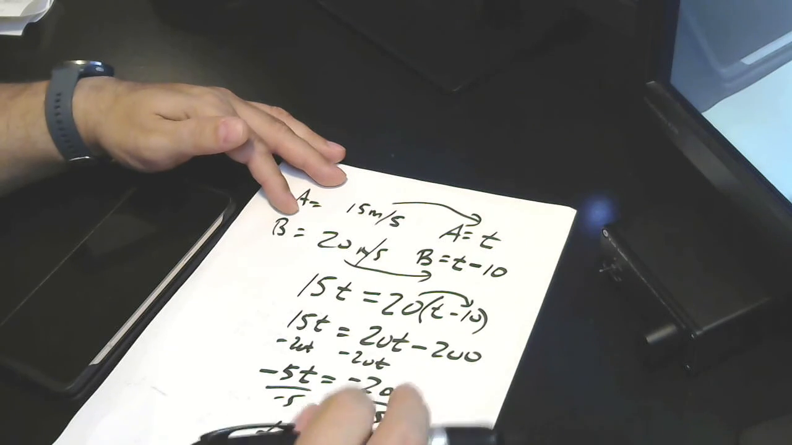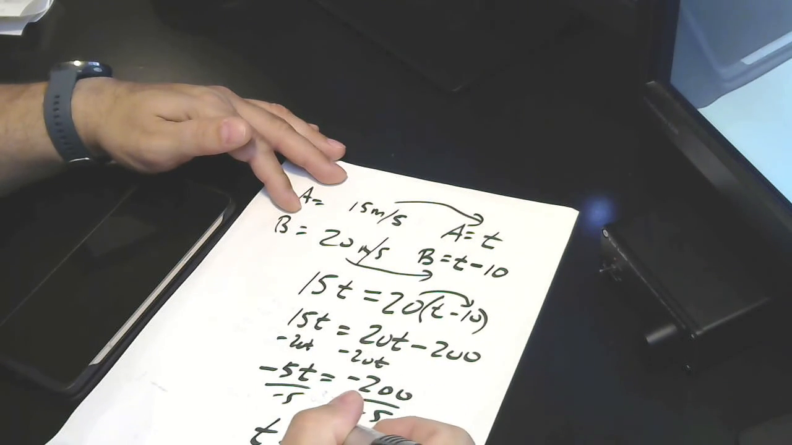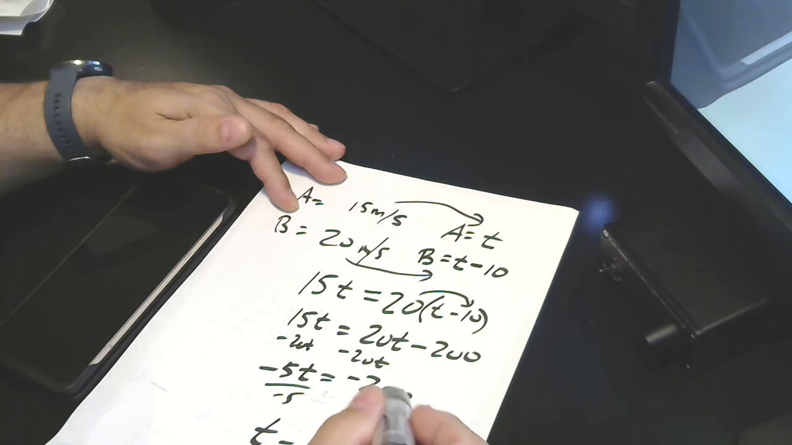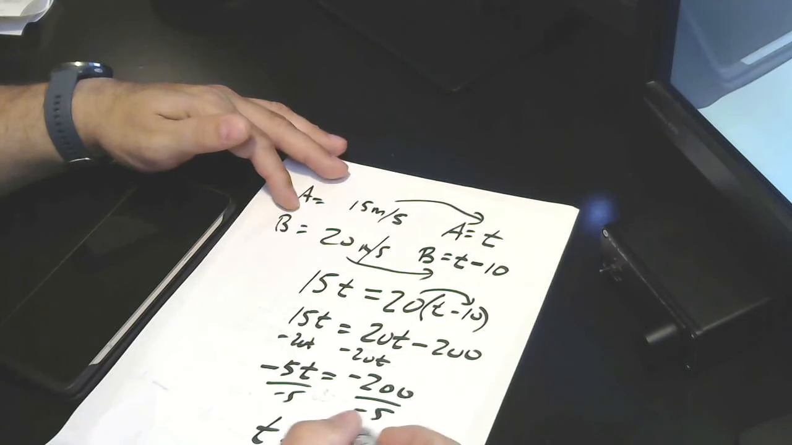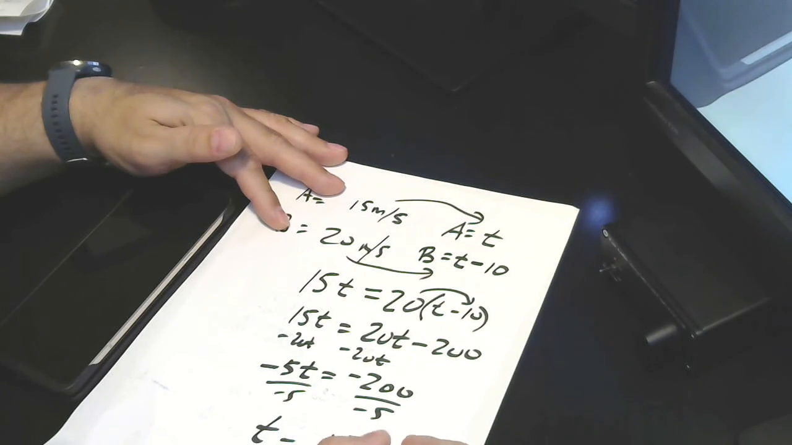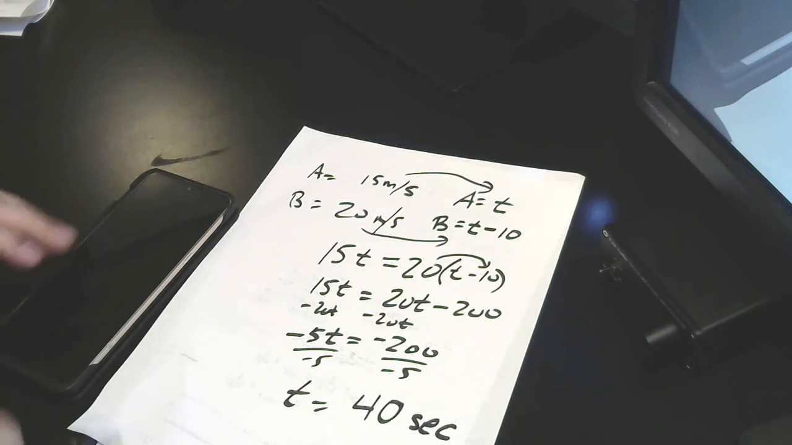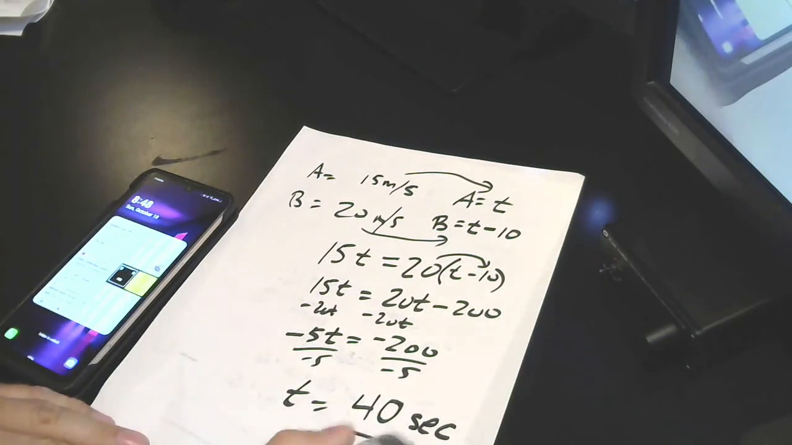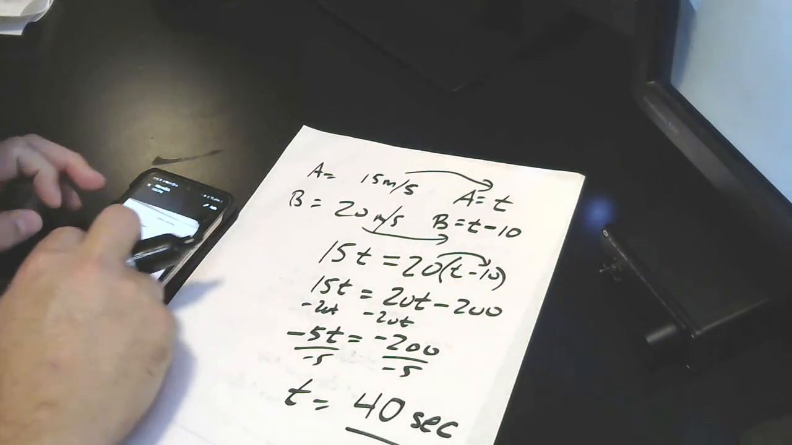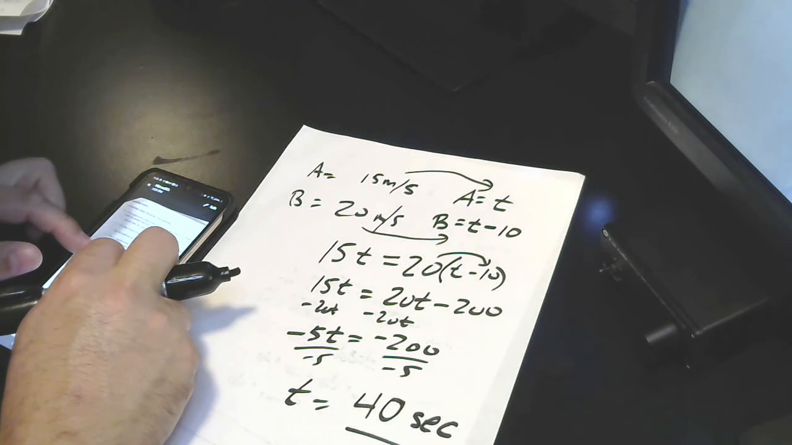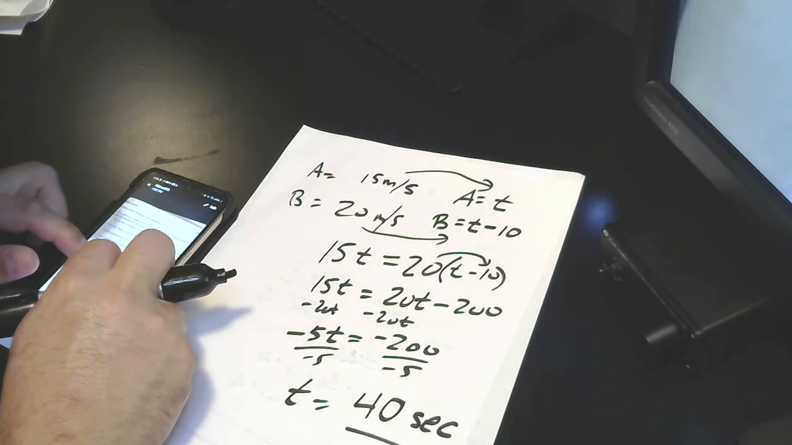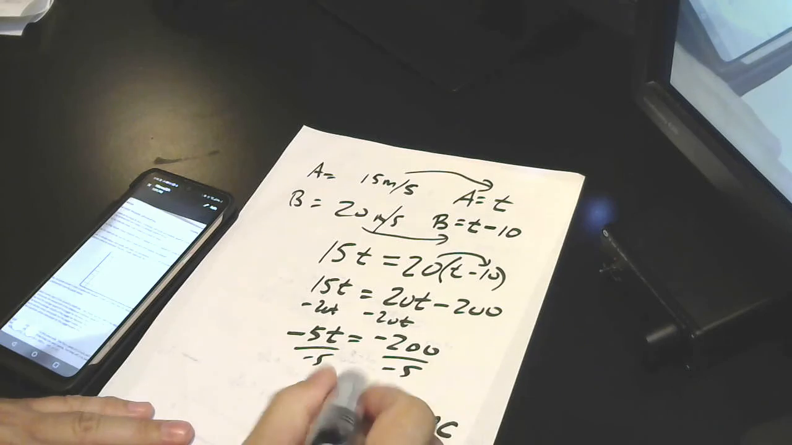What does that equal? Is this right? 40. Yeah, so t equals 40 seconds. So that's the amount of time that goes by when their distance is equal. So what was the question again? How long has car A been traveling when car B passes it? Oh, that's the answer. It's 40 seconds.